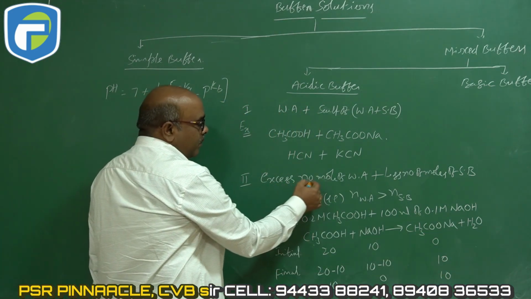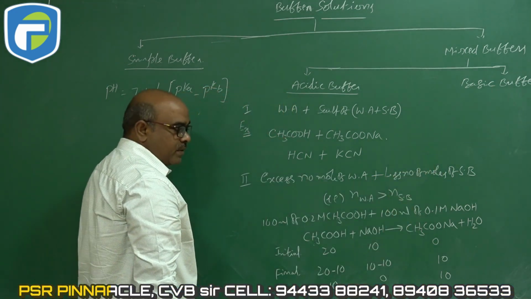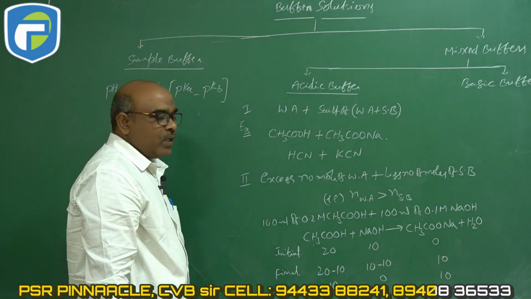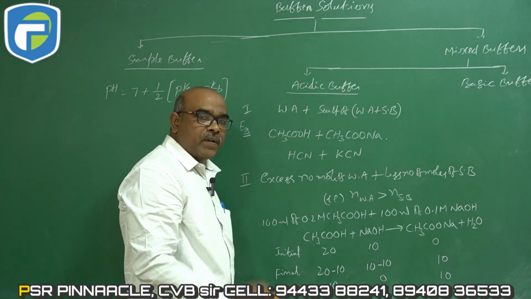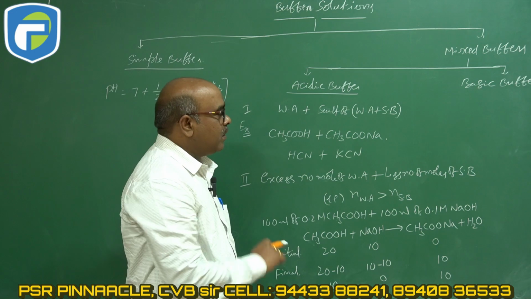So an excess number of moles of weak acid plus a lesser number of moles of strong base also acts as a buffer. For calculation of the pH of this buffer, we use the Henderson equation. We can derive the Henderson equation next.